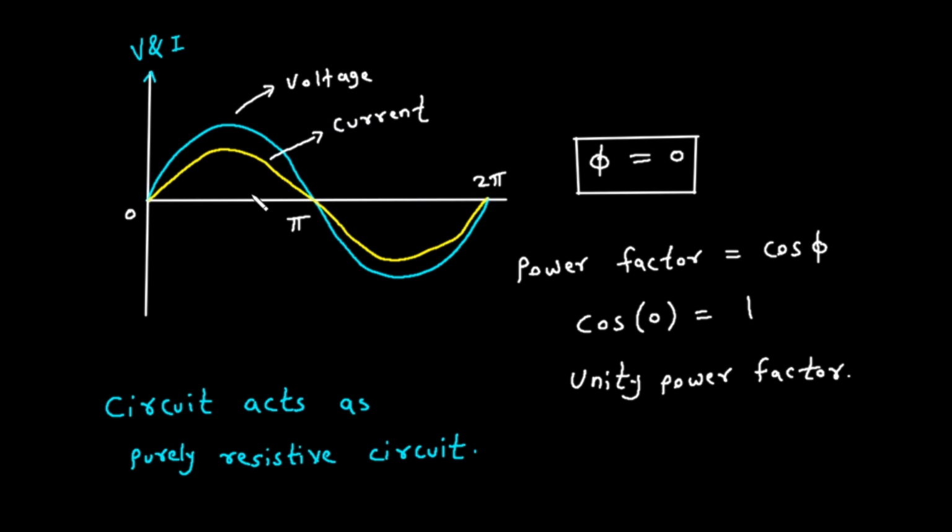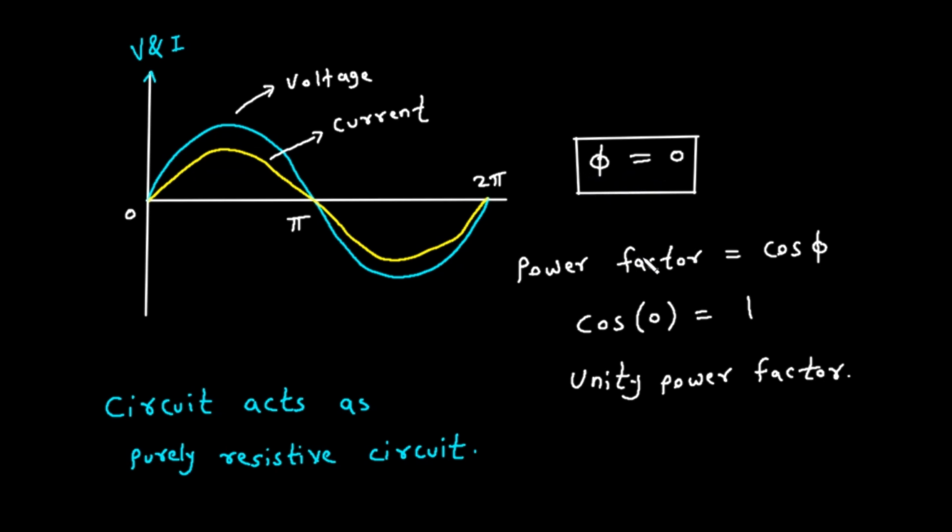Notice how both waves start at 0, rise to a peak together, cross the zero line together, and hit their negative peak together. They are perfectly synchronized. This is what we mean by in phase. The phase difference between them, represented by the Greek letter phi, is 0. So, we write phi equals 0.